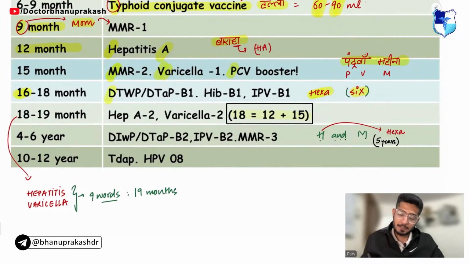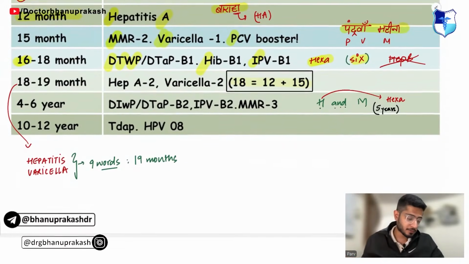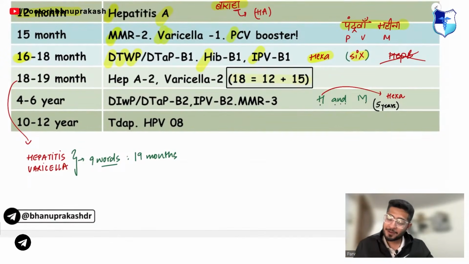You can see D, P, T, HIB, IPV is going to be there, but remember there is no hepatitis B which is going to be given. Okay, that's no hepatitis B which you have to understand, which you have to learn actually. And after that, you have got 18 to 19 months. So 18 months.